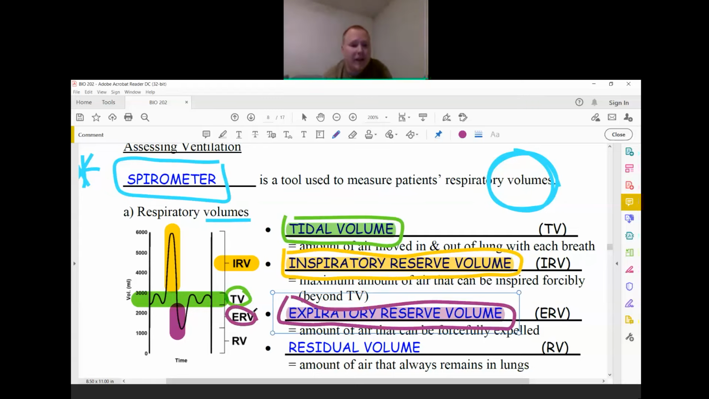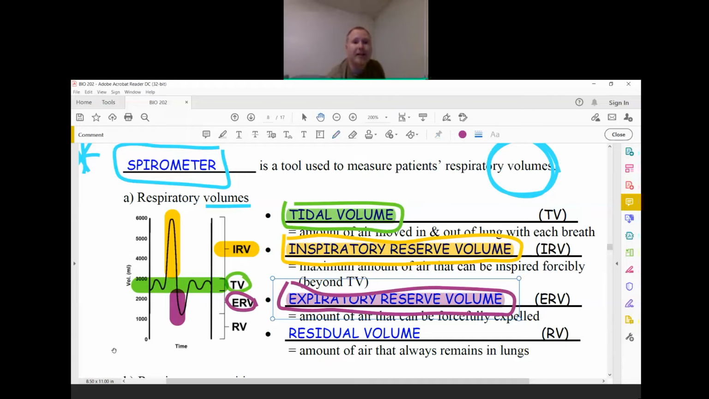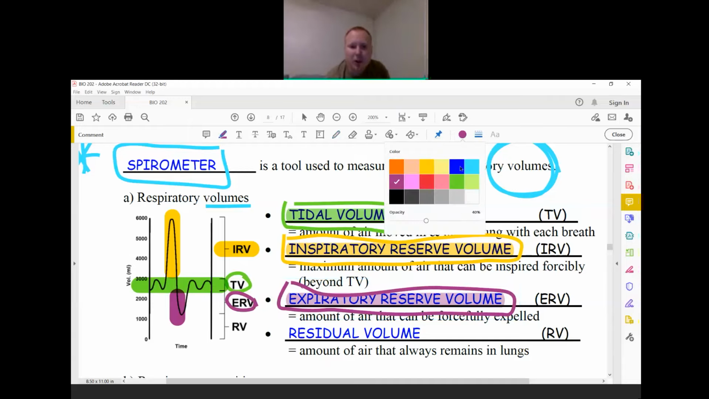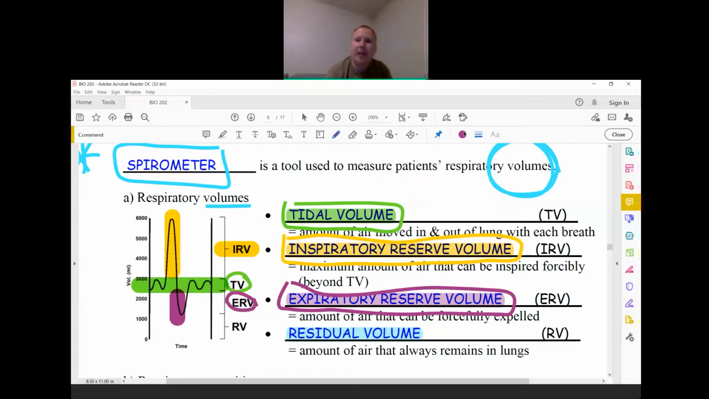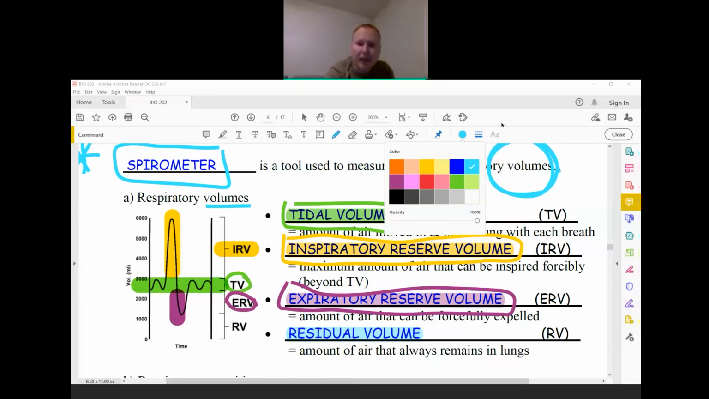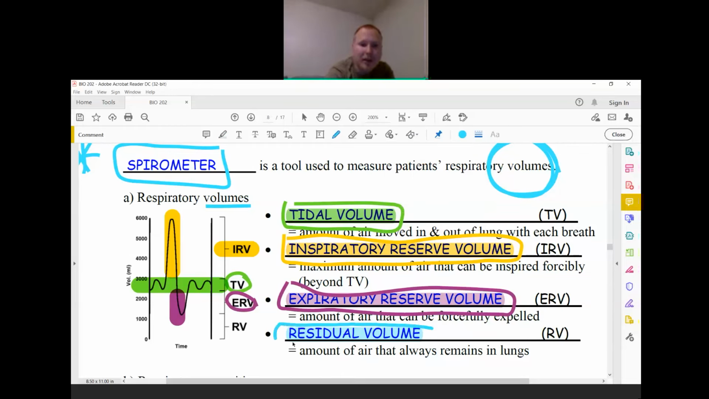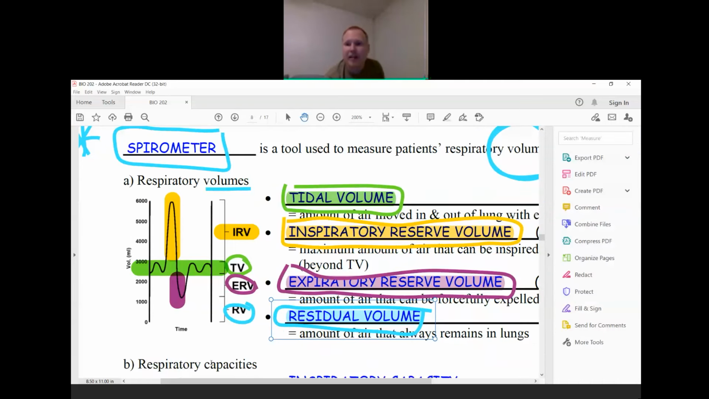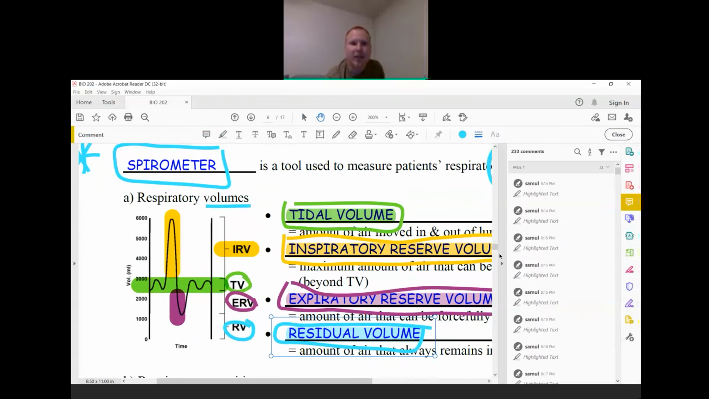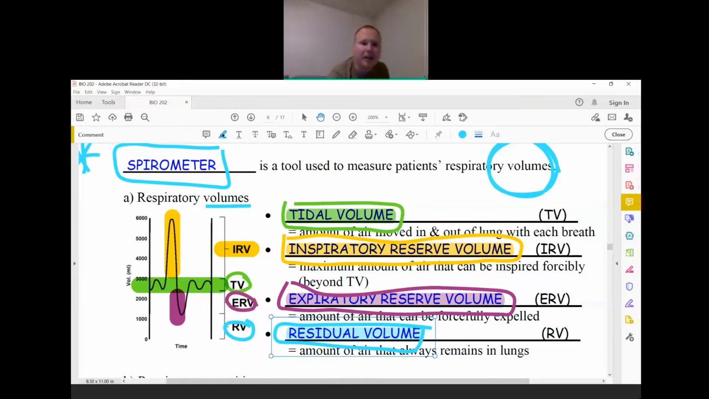And the final volume that I'm going to add here is our residual volume. What residual volume tells us is the amount of air that always remains in the lungs, that we can never fully empty the lungs. There's always going to be some air within the lungs, and that is the residual volume, what we call that. Let me just take a highlighter and mark this area here.